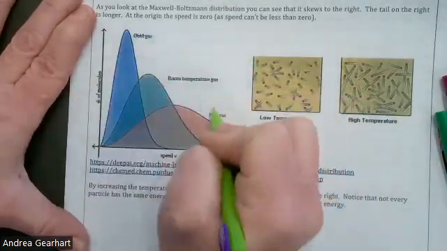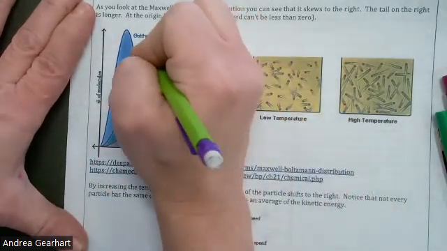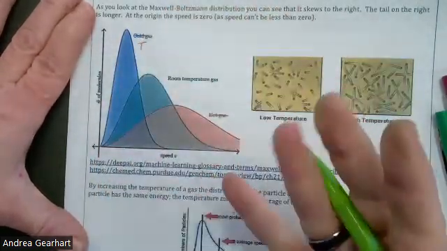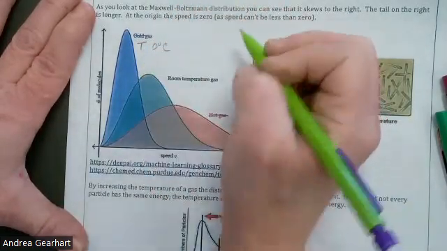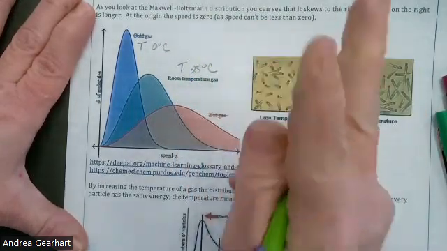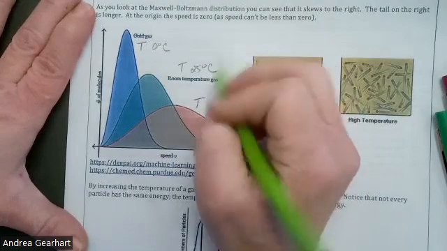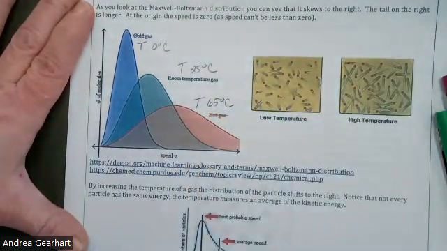I'm not a big fan of the terms cold and hot here. So we understand that this would be a lower temperature. So why don't we just go ahead and say 0 degrees Celsius. Room temp, 25 degrees Celsius. And then hot, why don't we go with 65 degrees Celsius?